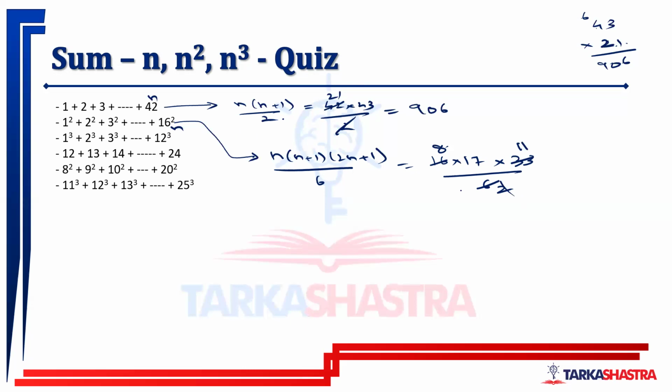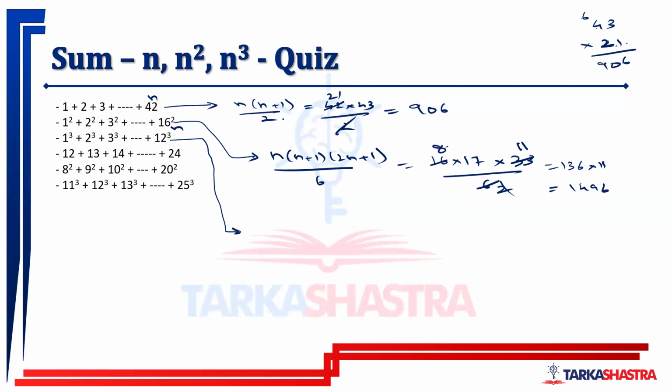136. So we have 136 into 11. 1360 plus 136 will be 1496, which will be the final answer. Okay. Very easy questions, similar, directly formula based questions.